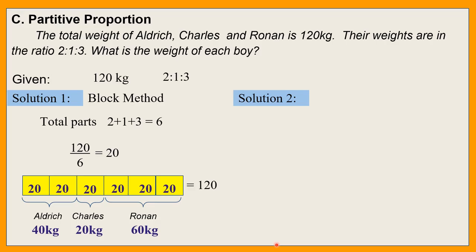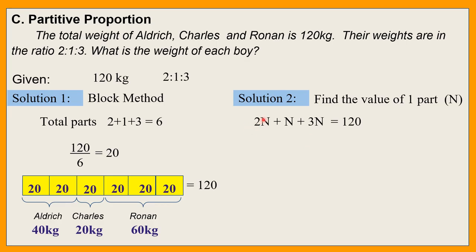Alright? So, yung solution 2 natin, kukuhanin natin ang value ng isang part. So, i-ano natin to as n, okay? So, we will represent one part with n. So, kung n yan, edi 2 parts, edi 2n. 1 part, 1n, 3 parts is 3n. So, i-add mo lang yan. So, 2n plus 1n plus 3n, and that is 120.